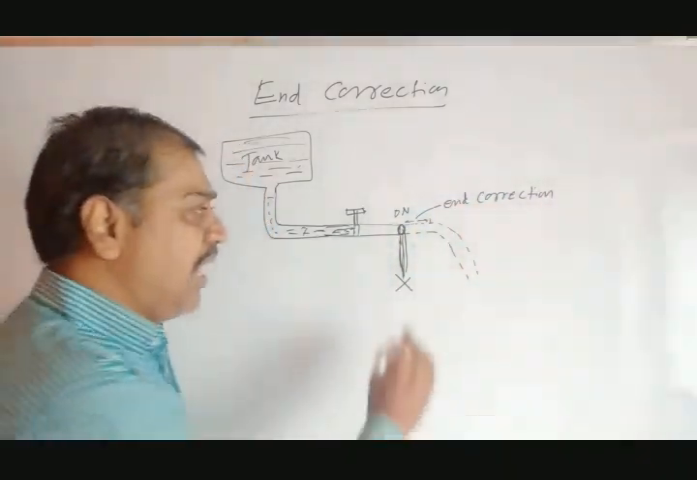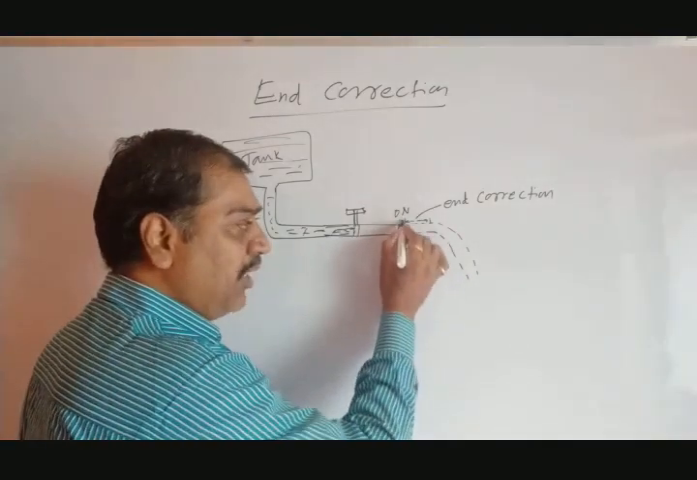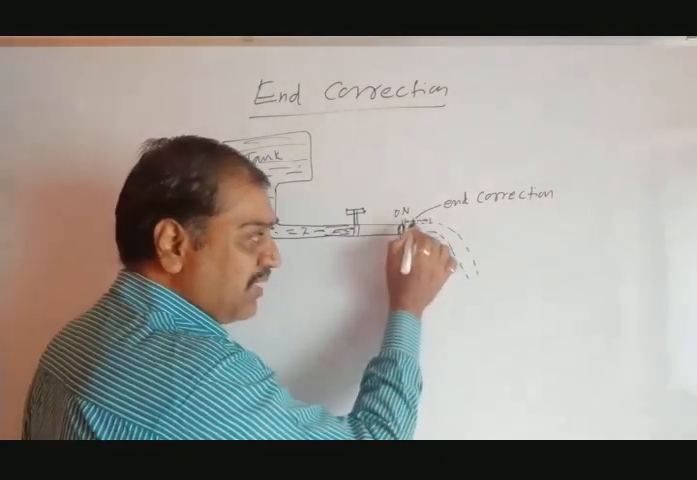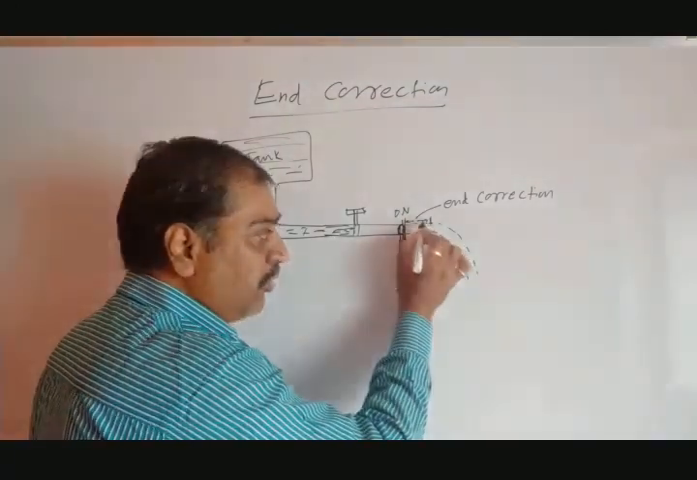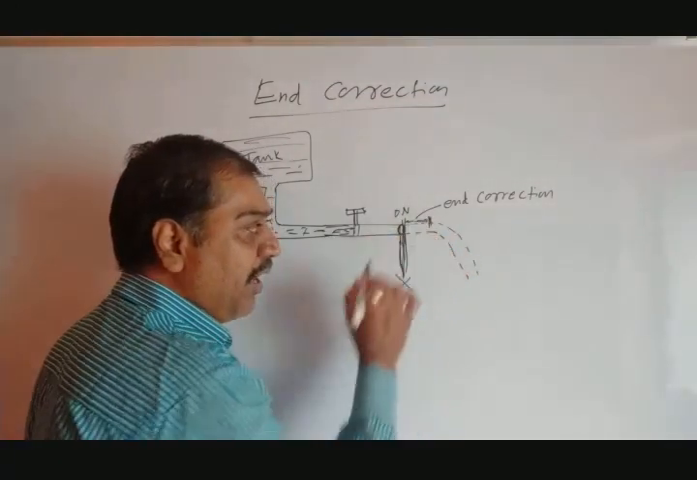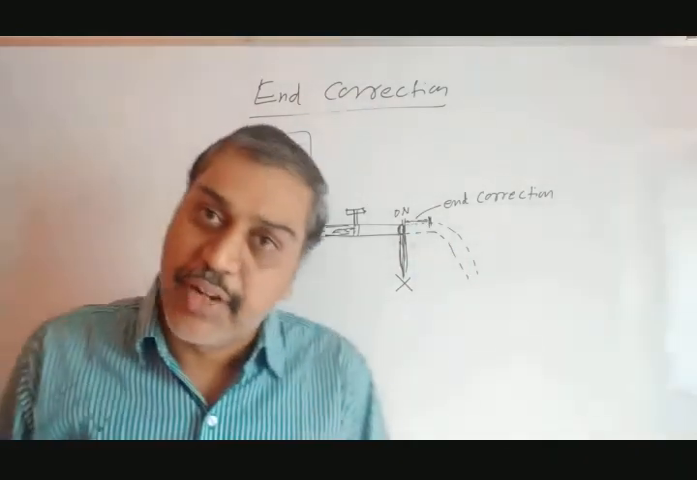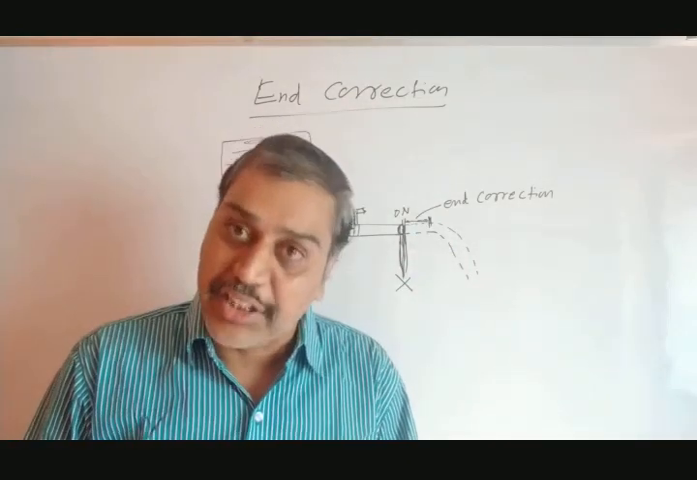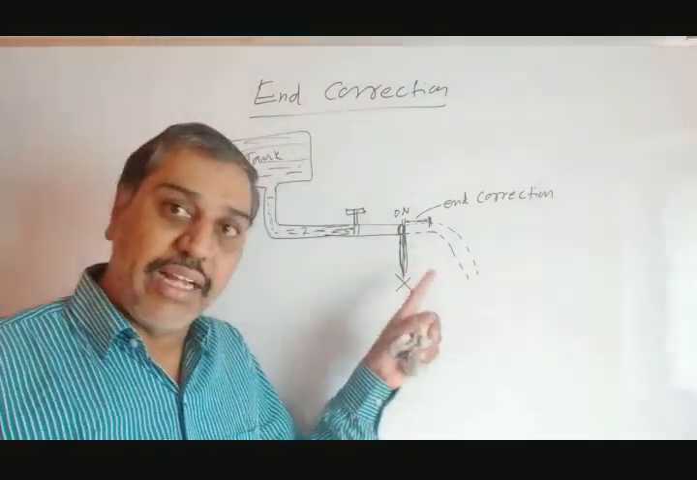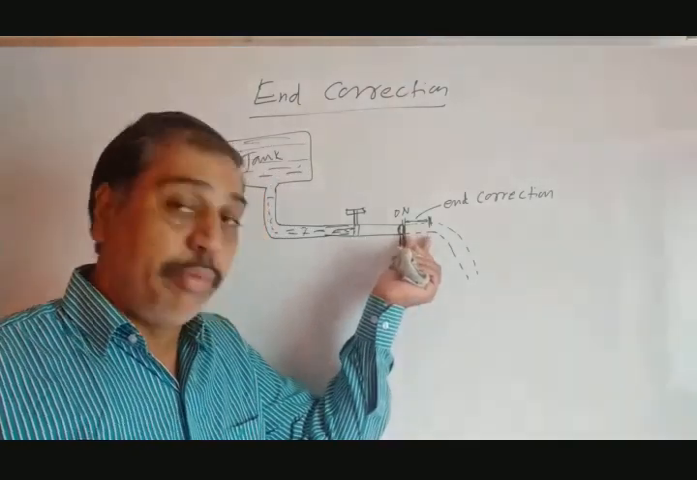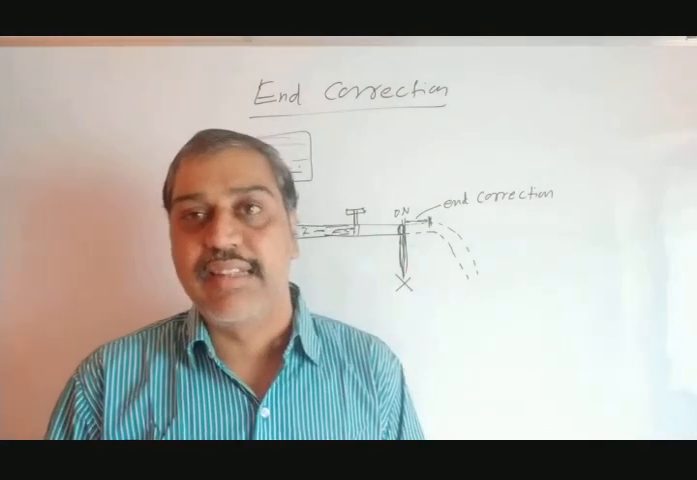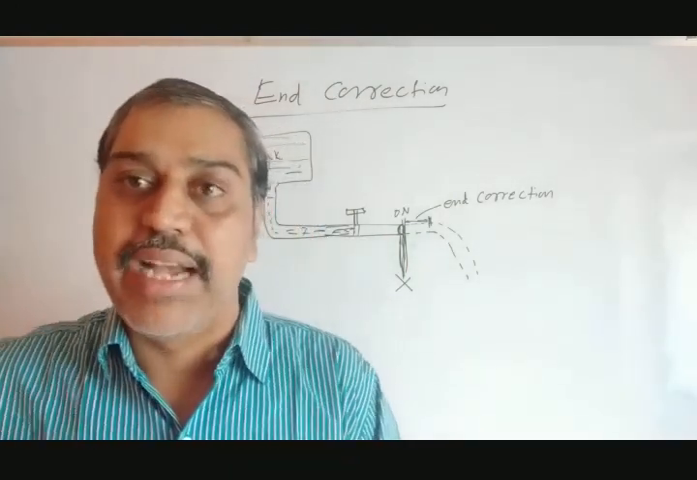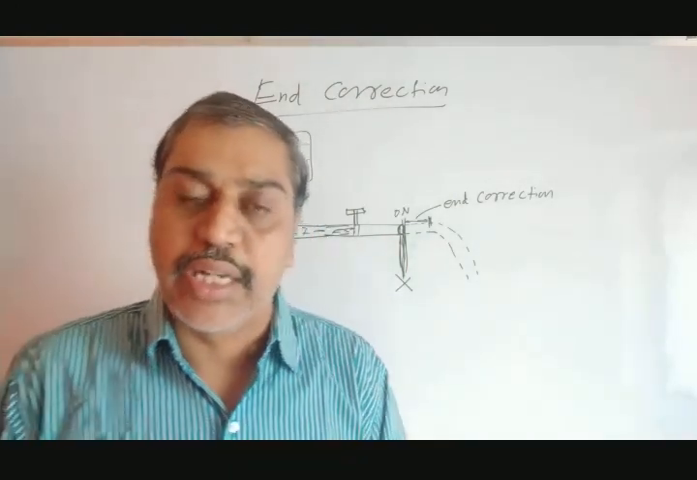We have measured the length of the pipe up to this, but actually the water falls down a little bit ahead of this. So this thing we have not taken into consideration. That is said to be end correction, because at the end this would be the error. That's why it is called correction at the end. That must be taken into account while doing the calculation.